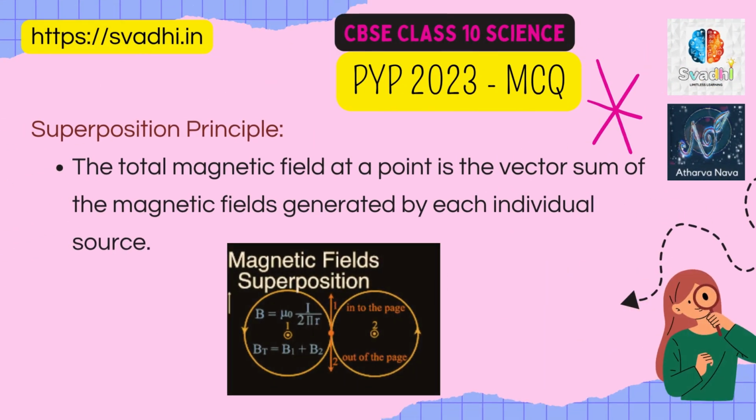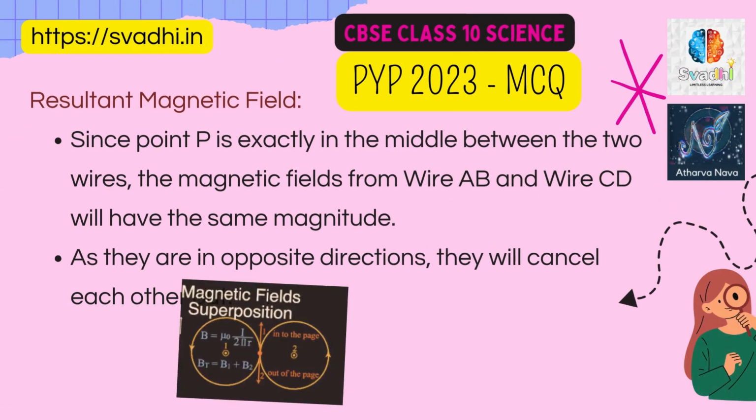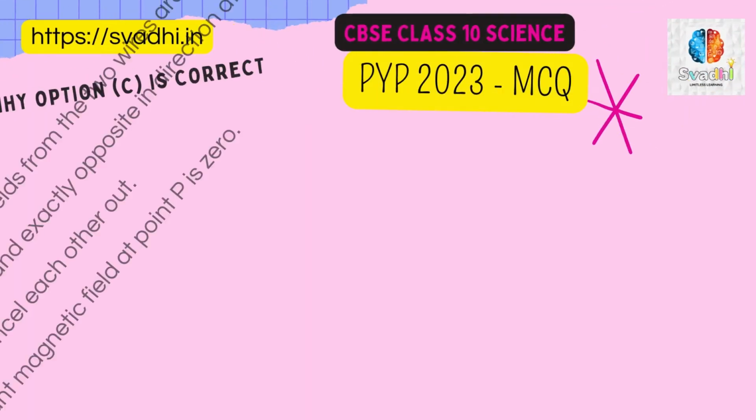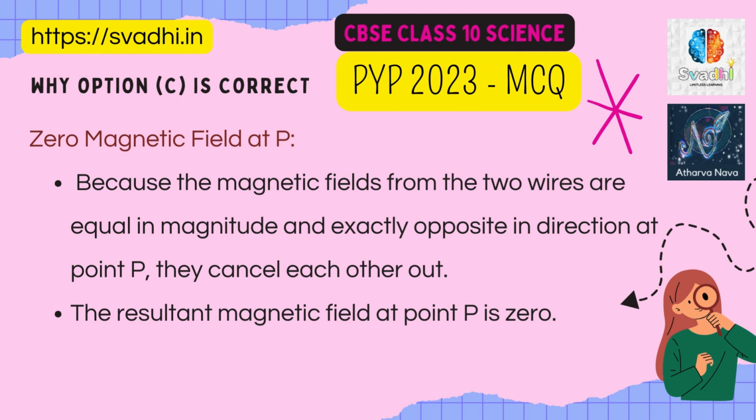Superposition principle. The total magnetic field at a point is the vector sum of the magnetic fields generated by each individual source. Resultant magnetic field. Since point P is exactly in the middle between the two wires, the magnetic fields from wire AB and wire CD will have the same magnitude. As they are in opposite directions, they will cancel each other out. Thus option C is correct.